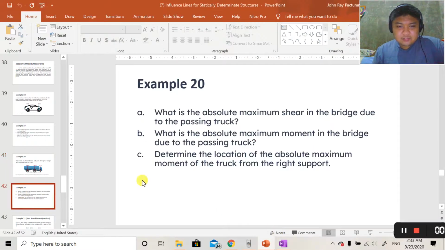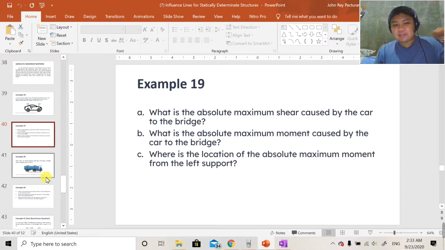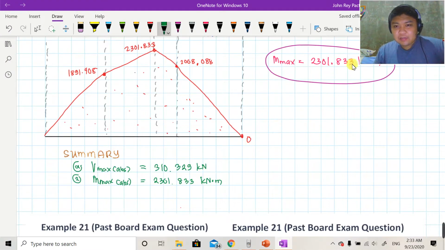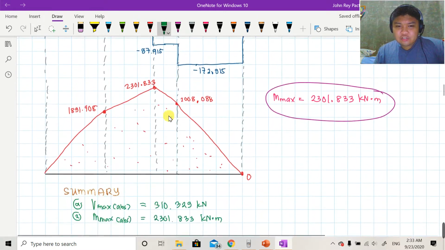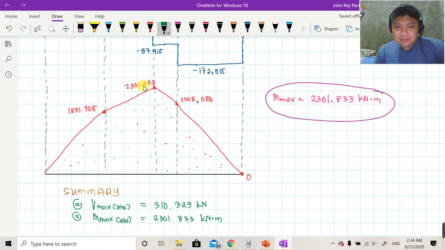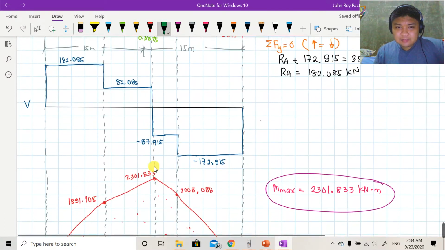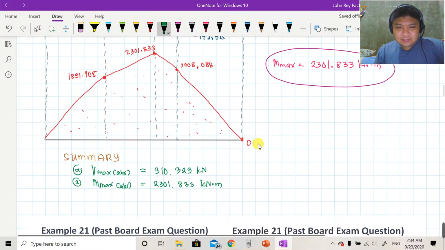So the third question is the location of the absolute maximum moment class from the right support. So basahin ng maigi ang tanong kasi last time class ang tanong, for example 19, is from the left support. So ngayon ang tanong is from the right support. So considering saan mo ba nakuha yung M max, 'di ba sa case 2? So ito yung case 2 natin. And syempre, yung location class ni M max from right support or from point B, nandito siya. Ang distance niya, balikan natin tong shear diagram, is 3 plus 11.6125 meters from right support o point B. So, yun yung magiging sagot class, no?